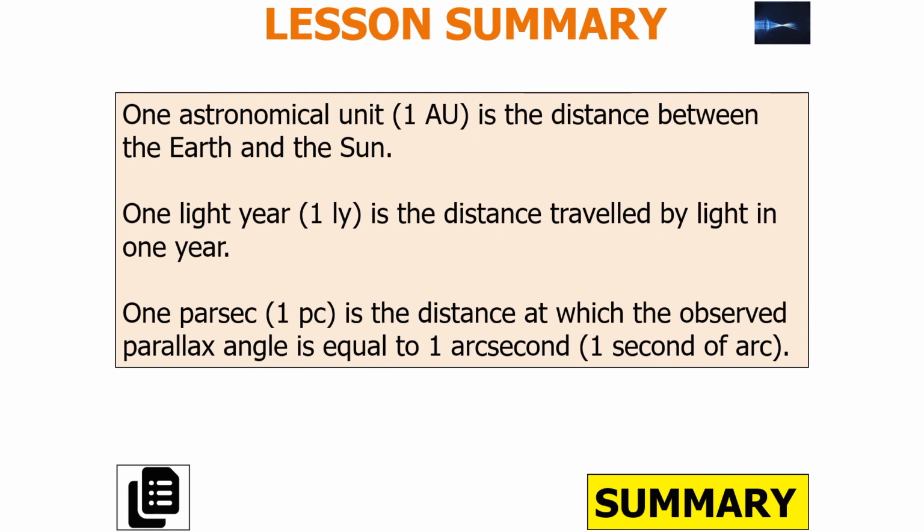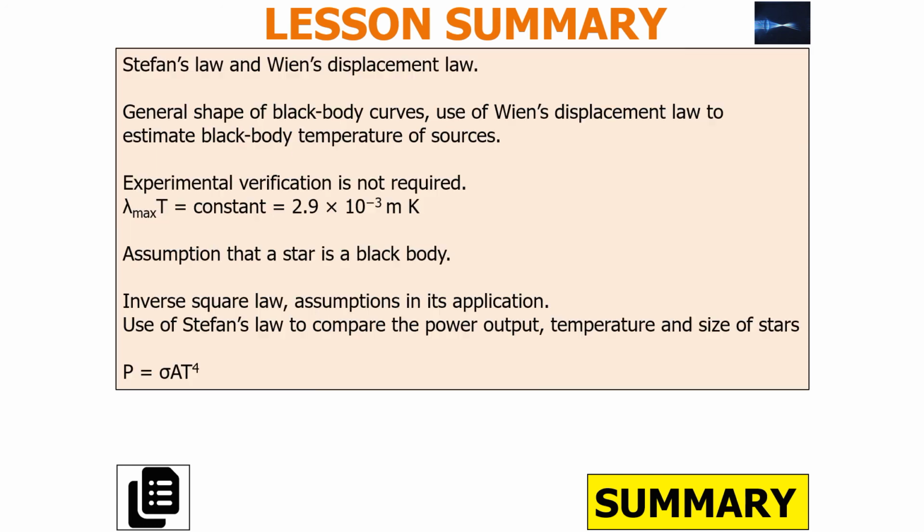1 astronomical unit is the distance between the Earth and the Sun, 1 light year is the distance travelled by light in 1 year, and 1 parsec is the distance at which the observed parallax angle is equal to 1 arcsecond. We should know Stefan's law and Wien's displacement law, the general shape of blackbody curves, and the use of Wien's displacement law to estimate blackbody temperatures of sources. Experimental verification is not required for this, but lambda max times T equals a constant. We assume a star is a blackbody, we can use the inverse square law, and we can use Stefan's law to compare power outputs, temperatures, and size of stars with P equals sigma A T to the 4.